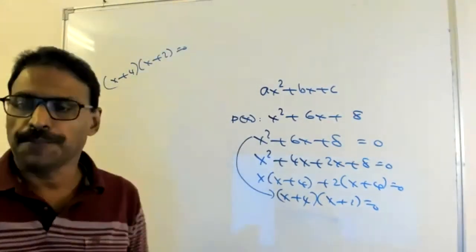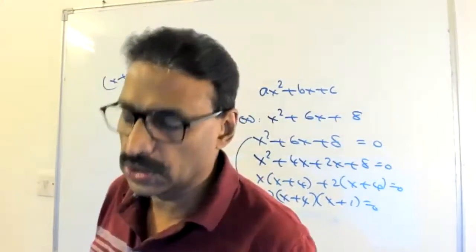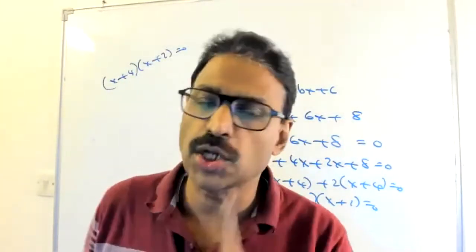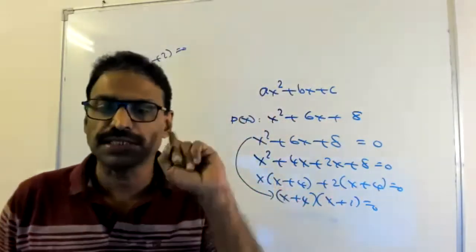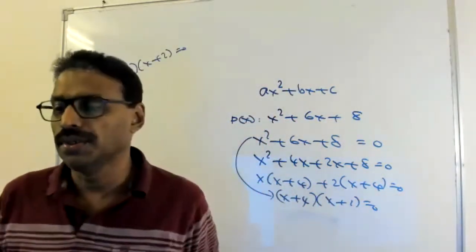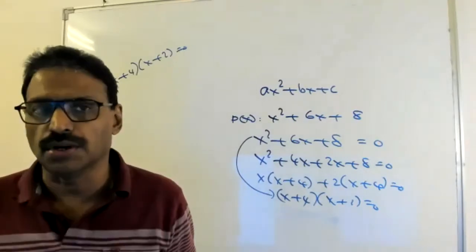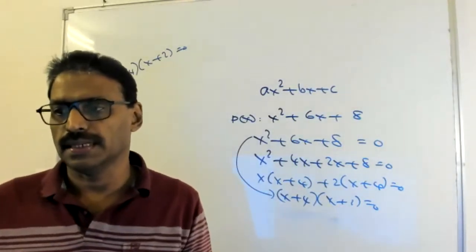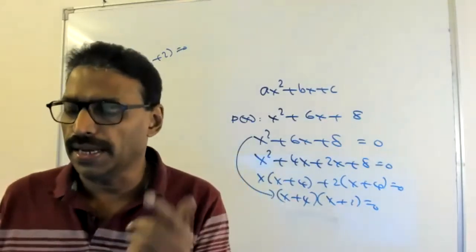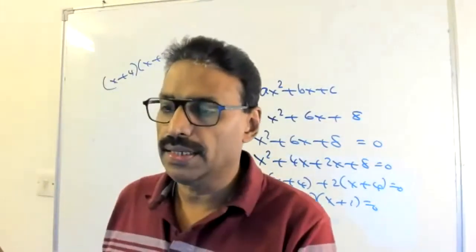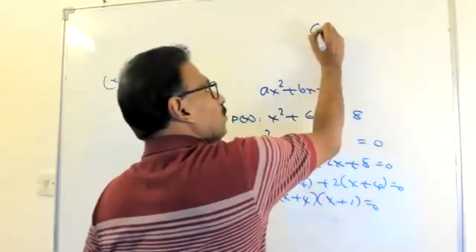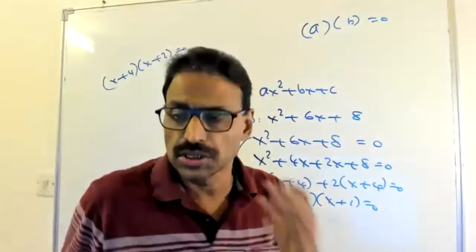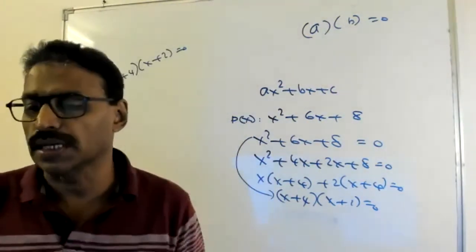Now look, x plus 4 into x plus 2 equal to 0. That means the product of two numbers is 0. Product of two numbers is 0 means what are the options? Option 1, first number is 0, or option 2, second number is 0. Option 3, both numbers are 0. Agree or not? Because listen, a into b equal to 0 means either a is 0 or b is 0 or both are 0.